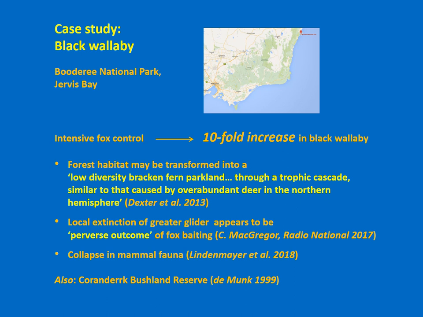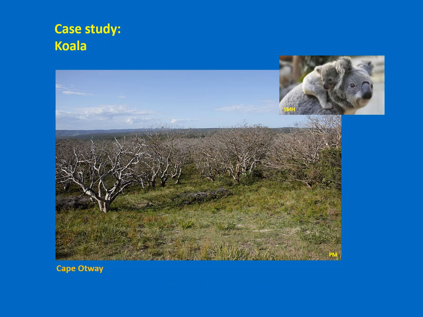So you know the old maxim, if it ain't broke, don't fix it. What was happening there before they started the fox control was a balanced ecosystem. The predator-naive species, which are relatively few, had long gone, and we'd had decades or a century of stability there. Now, yeah, it's great for the bristle bird, and there were the odd benefits. Some species benefit from this fox control, which is why they persevere with it, but I think the costs are too great. The koala is a really sad case of overpopulation at Cape Otway and elsewhere in Victoria.